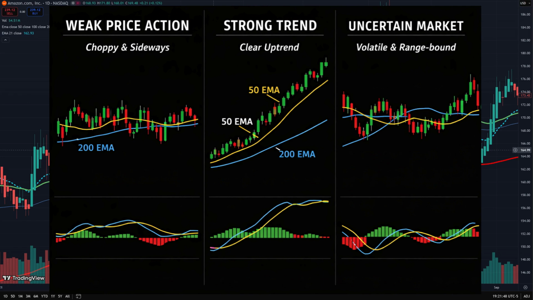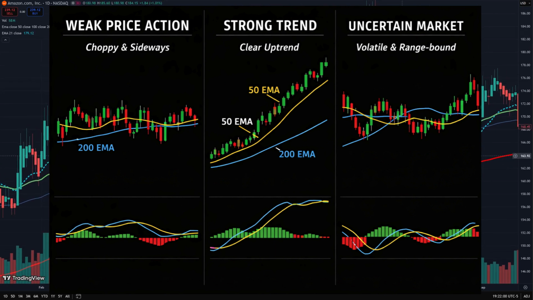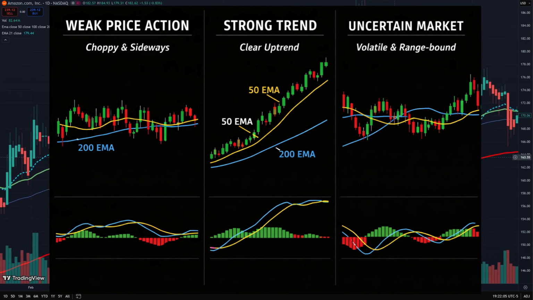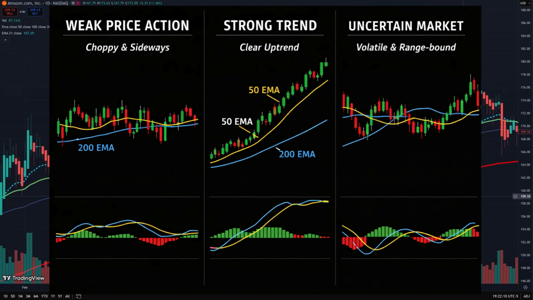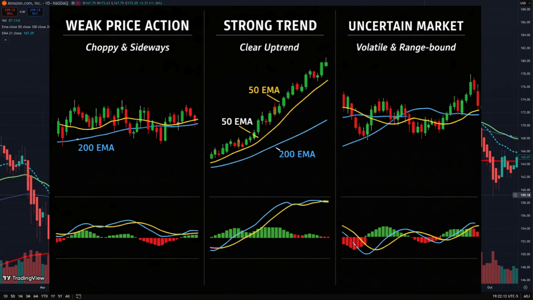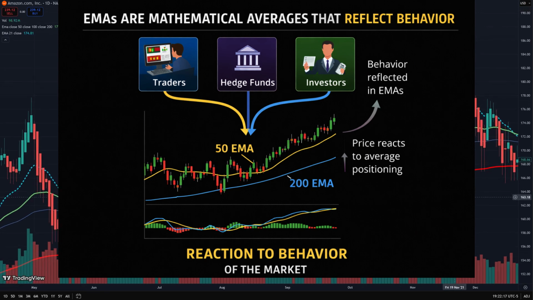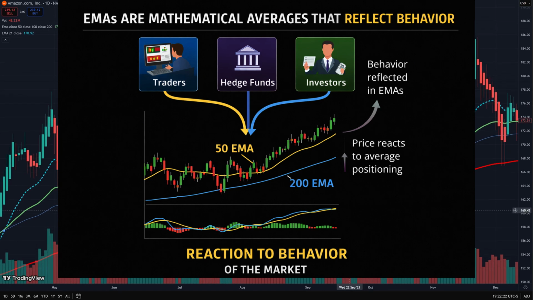When price stays above the EMA, it suggests that buyers are comfortable paying higher prices and that upward momentum is present. When price stays below the EMA, it suggests that sellers are in control and that the market is rejecting higher prices. Rather than predicting where price will go next, the EMA helps us understand what the market is currently accepting. It provides context, whether price action is strong, weak, or uncertain, by summarizing recent trading behavior into a single, easy-to-interpret line.